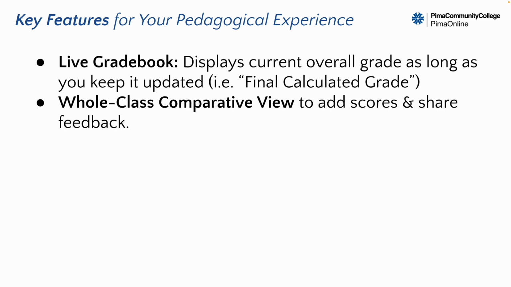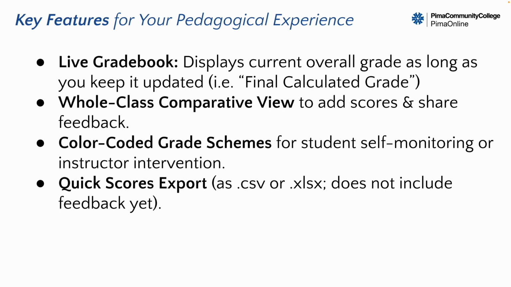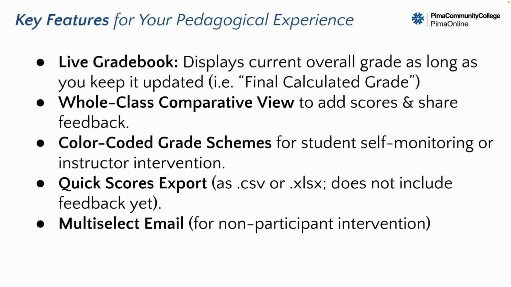A second piece that's very useful for this specific tool is the ability to have a whole class comparative view so that you can add scores and share feedback while seeing what you gave other students, just to make sure that you're giving scores that seem evenly allocated appropriately across the class. It's also color-coded, and we'll show you what that looks like in a moment. It helps for student self-monitoring, but it also helps for instructors when we need to do interventions. It's also very easy to export as a comma-separated value or an Excel spreadsheet. This export does not include feedback, it's just the actual scores. And there's also a multi-select email feature that allows us to quickly email students that are non-participants and do an intervention when we need to.